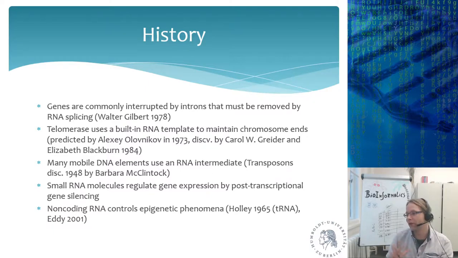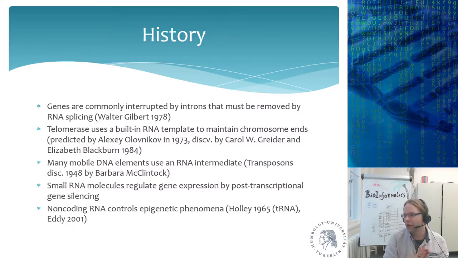Another nice discovery in the RNA world was predicted in 1973 and then confirmed in 1984: something called telomerase. Telomerase is a protein which uses a built-in RNA template, so it's a protein with a little piece of RNA inside of it, and that is maintaining the chromosome ends, because every time that a chromosome divides, the polymerase will copy the DNA, right? But polymerases have to start somewhere, so they can't copy the whole DNA. They can only copy the middle part of it, and at the end they can't exactly copy up until the end, they fall off.